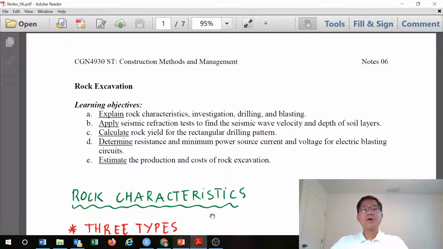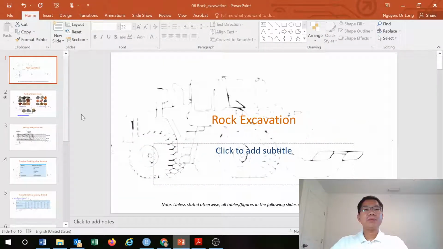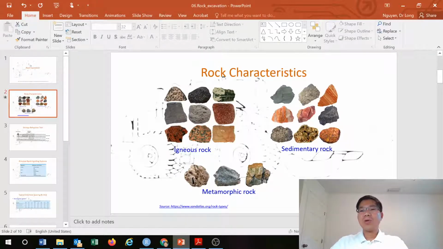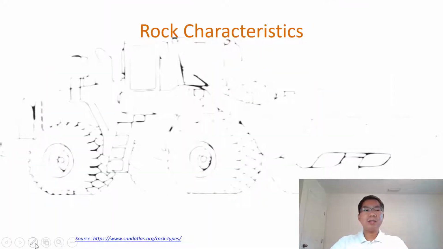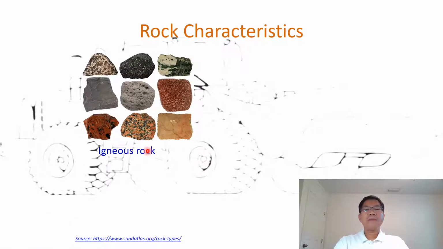So in terms of the rock characteristic, go back to here, that quickly review what you learned in Geotech 1. We have 3 different types of rock. The first one, igneous rock, and this forms from the earth's molten material and cools down, and at that origin this rock tends to be very homogeneous and very hard to excavate.